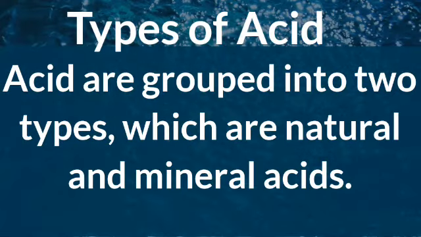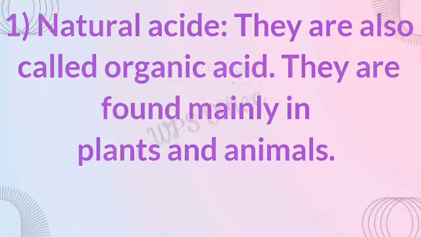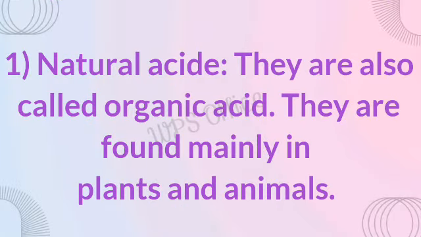Now let's see types of acid. Acids are grouped into two types, which are natural and mineral acid. Now, what is a natural acid? They are also called organic acids. They are found mainly in plants and animals.